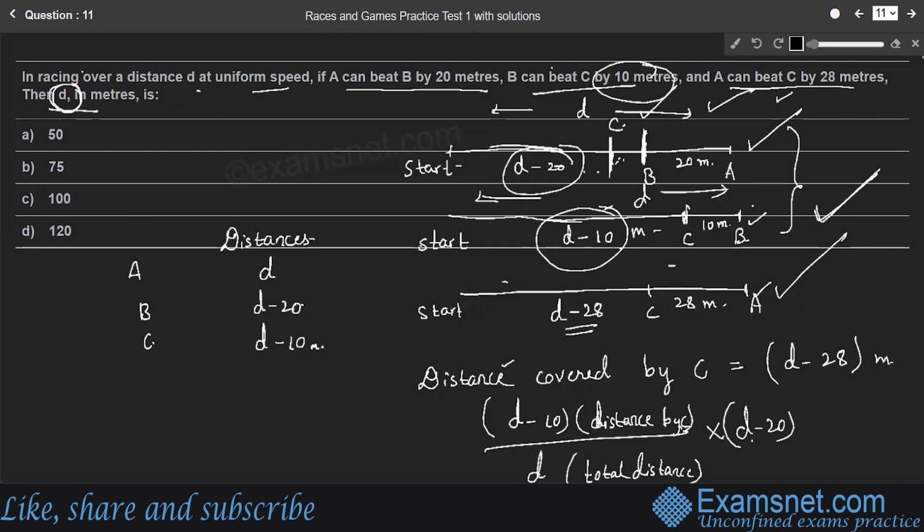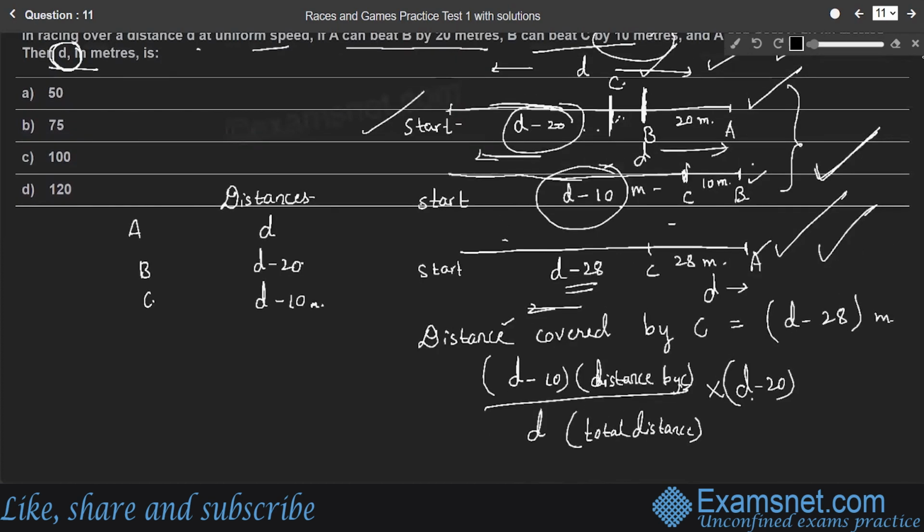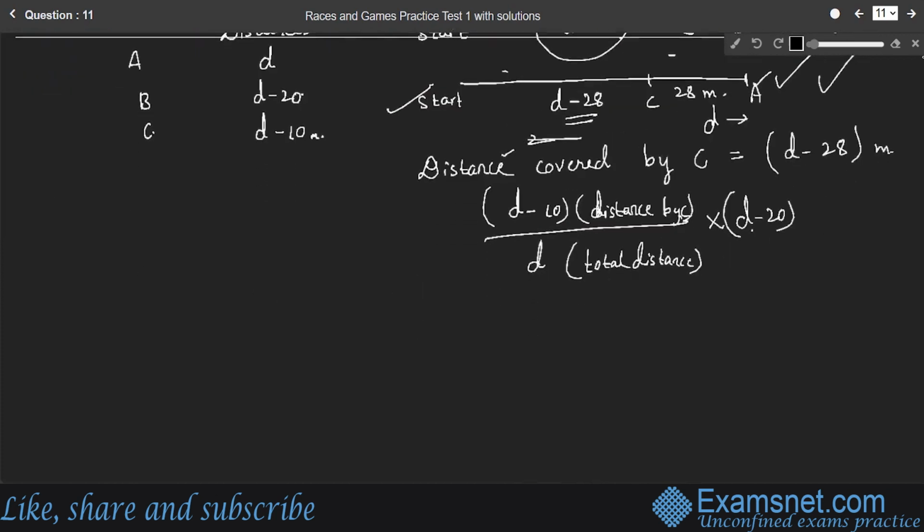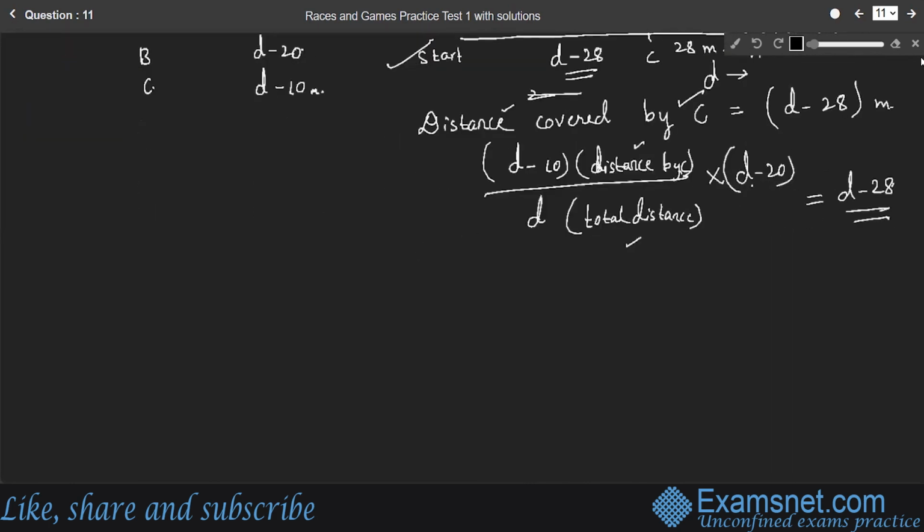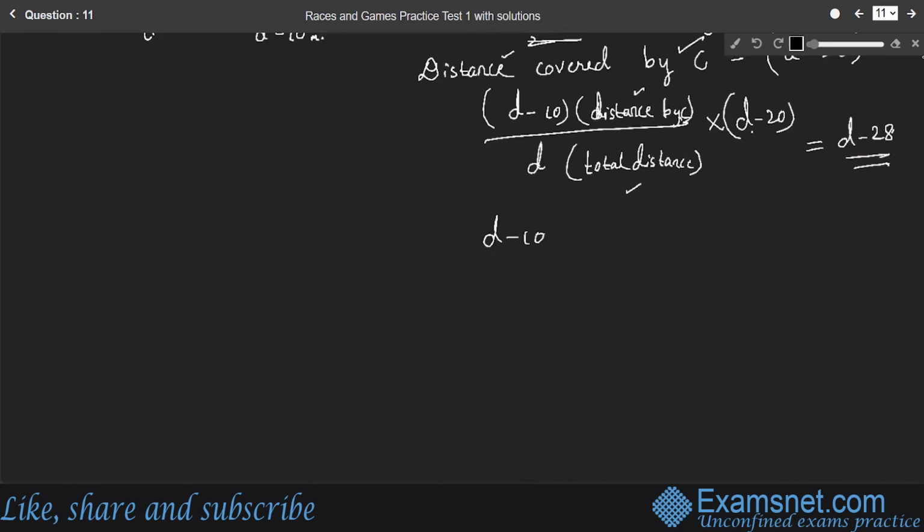That's what is explained in the third case. A covers D distance, and A can beat C by 28 meters. Therefore, comparing the first and third cases, we can write the distance covered by C as D minus 10 by D, so the distance covered by C over the total distance, into D minus 20. We can equate this to D minus 28, which is nothing but the distance covered by C in the third case. So simplified, (D minus 10) by D into (D minus 20) is equal to D minus 28.